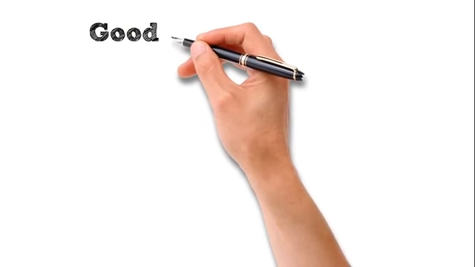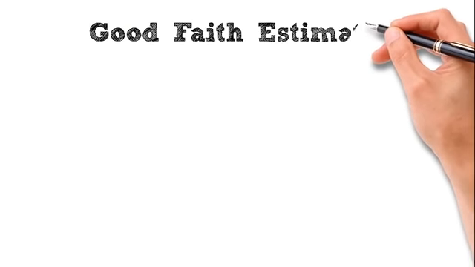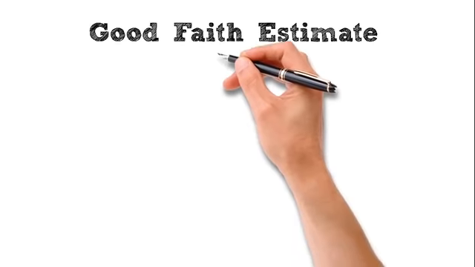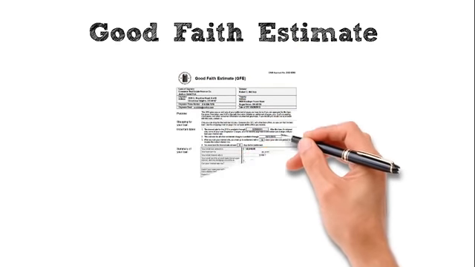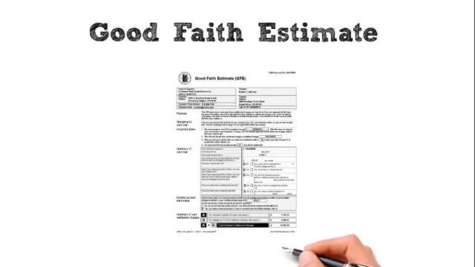Good faith estimate. The first place I would like to start is the good faith estimate, otherwise known as the GFE. This is usually located about halfway through the package or further. It is a 3-page disclosure with a HUD logo on page 1. Pause this video until you find it.